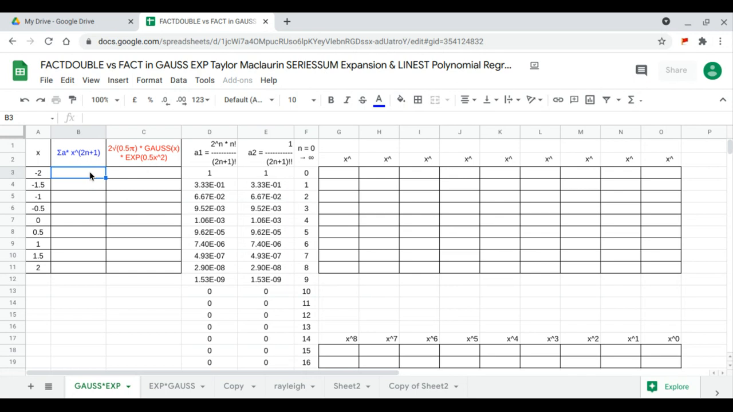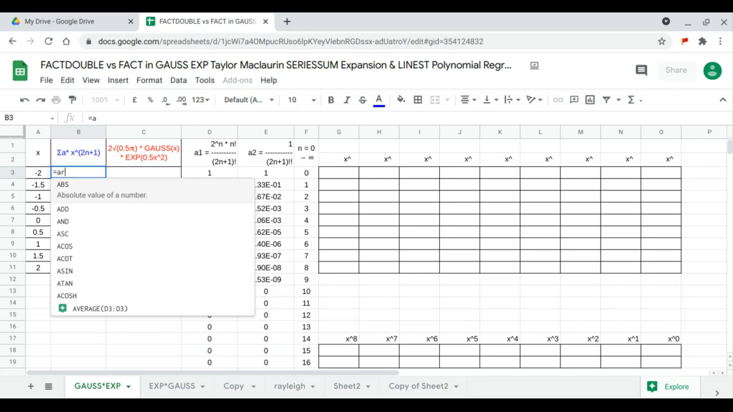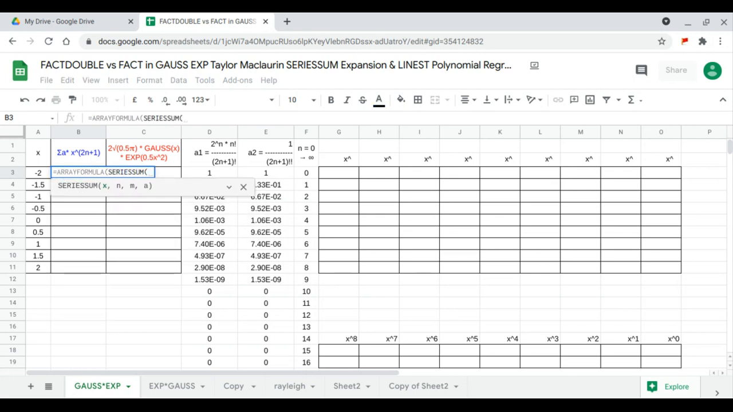Now we can calculate the expansion. So array formula, series sum of the x values raised to the power 2n plus 1. 2n plus 1 starts at n equals 0, so 1. Incremented by, followed by 2 times 1, 3. 2 times 2 plus 1, 5. 2 times 3 plus 1, 7. So 1, 3, 5, 7, 9. So the increment is 2.